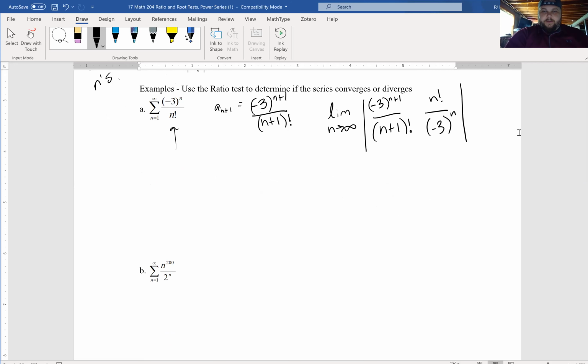So now I want to start simplifying the best I can. So I'm going to expand the -3 to the n plus 1 as -3 to the n times -3 to the first. And then we've got times n factorial. Now n plus 1 factorial can be reduced. Remember that if we bring that out of the factorial and then subtract 1 from it, that is the new factorial.